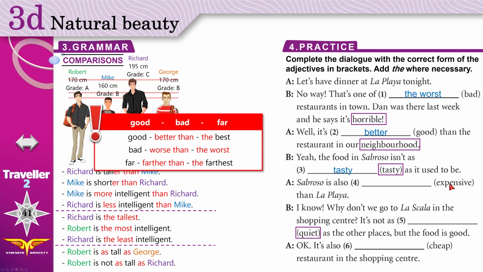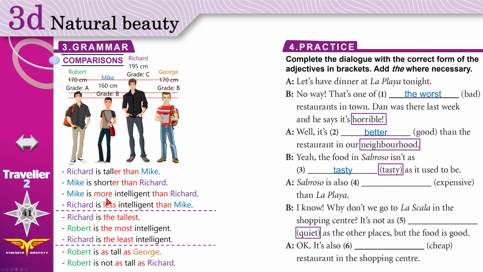Sabroso is also expensive than La Playa. Compare between Sabroso and La Playa using long adjective. We need more before and we need than after. Than is written. We don't need than, we will put more. More expensive. I know. Why don't we go to La Scala in the shopping center? Again, La Scala is the name of a restaurant. It's not as. Okay, we will use the adjective quiet, which means the opposite of noisy, without making changes, as quiet as.